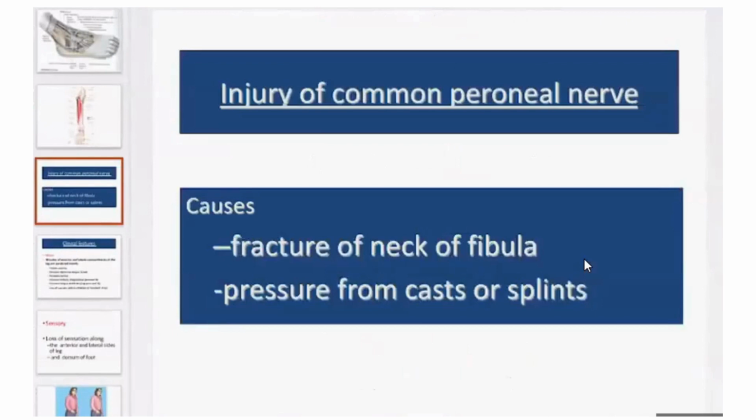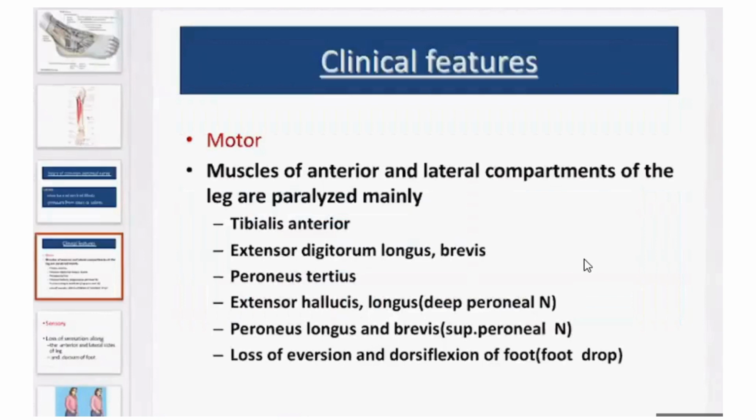Injury to the common peroneal nerve occurs for these two reasons: fracture of the neck of the fibula and pressure from the splint. What causes it, and what are the clinical features?